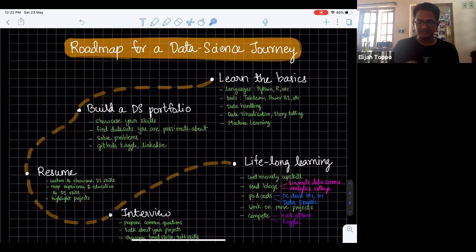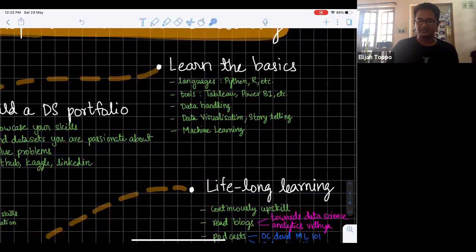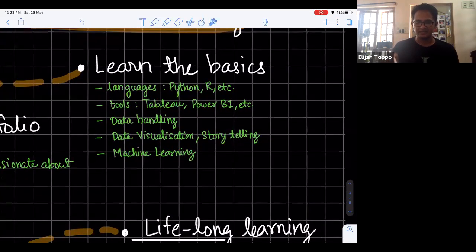So now that we have some idea of what the data science or AI/ML space looks like, if you are new to this field and you want to enter the world of data science, we probably have to start with learning the basics. This is where you primarily look into which languages you will learn. The major programming languages for machine learning or data science are Python, and then we have R as well. The major tools used in this space are Tableau, Power BI, etc. You have to learn the basics of data handling. How do you access different data sources?